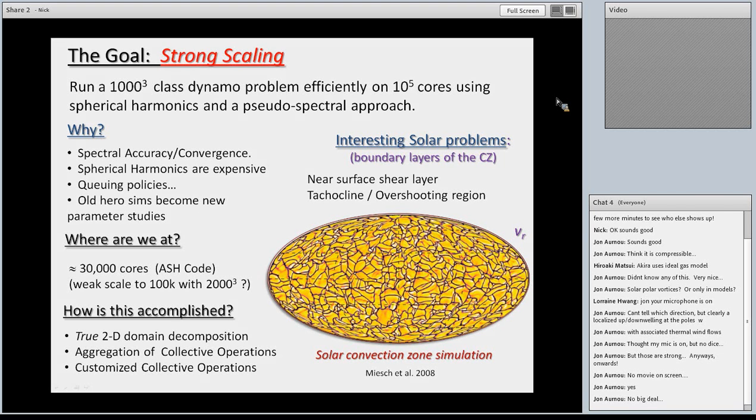So how is this accomplished? Just kind of in summary, we always keep a 2D domain decomposition. We collect the collective operations, and then we've done some customization of the collective operations to make this work.